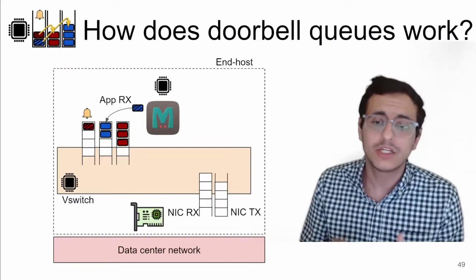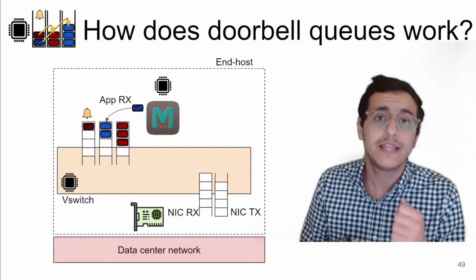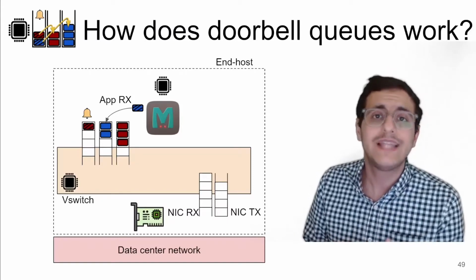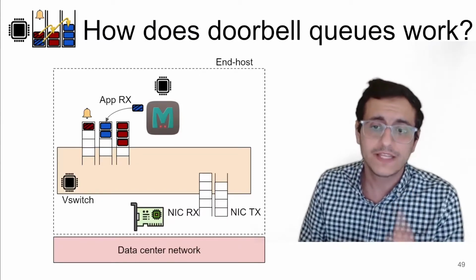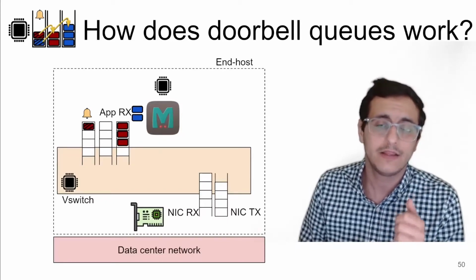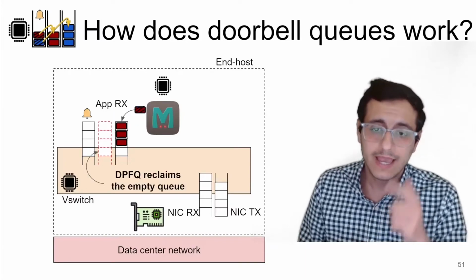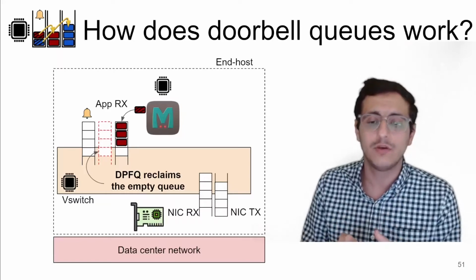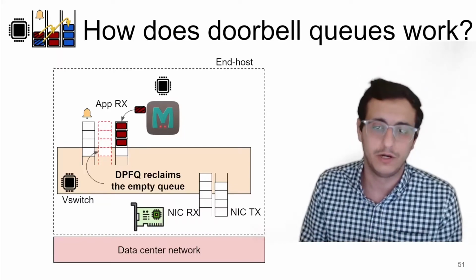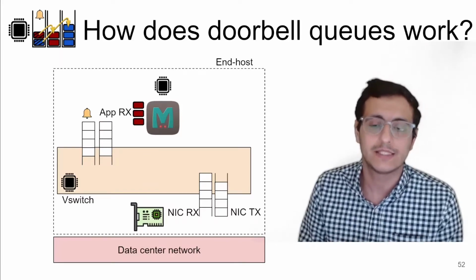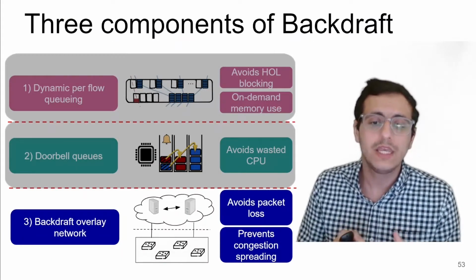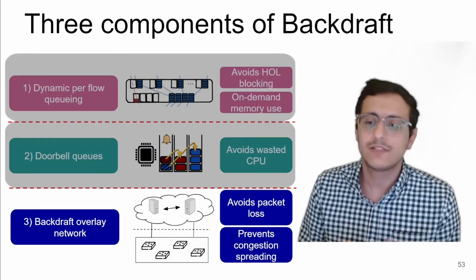And all the application does is poll from the Doorbell queue and not the data queues. It reads the Doorbell message and finds where the data is actually located. And with this information, it can directly go to the queue and pull the packets. Again, it reads from the Doorbell queue, finds the Doorbell message, reads it, and finds the data relevant to that Doorbell message. Meanwhile, the DPFQ that we just talked about reclaims the empty queue here. So the next step would be reading the data packets, because we understood from the Doorbell message where they actually are. So this is the key functionality of the Doorbell queue that saves a lot of CPU in the virtual switch.